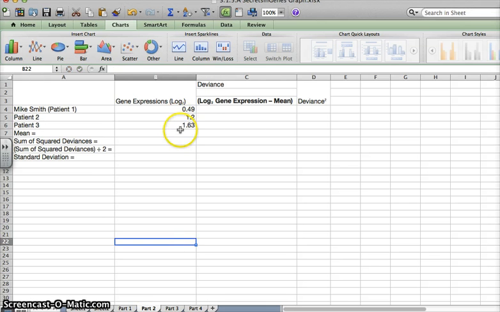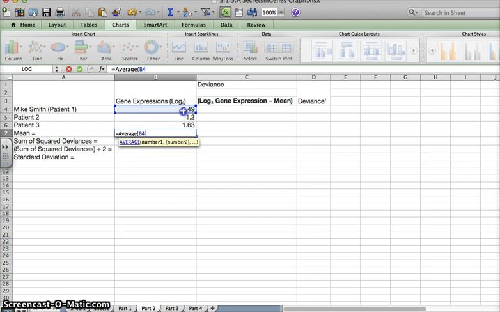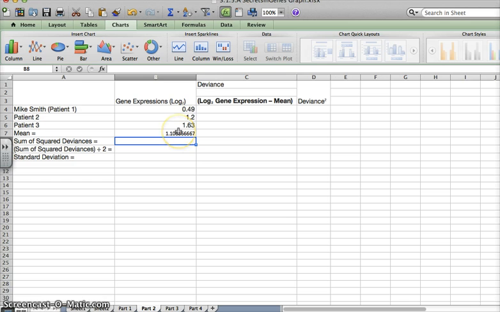Alright, so the first thing we have to do is find the mean. Again, we can use Excel. Press the equal sign, click average, put your parentheses, and then highlight these three, and we'll find the average. Close your parentheses, just press return, and there's our average. Now we can still use Excel to find all these things.